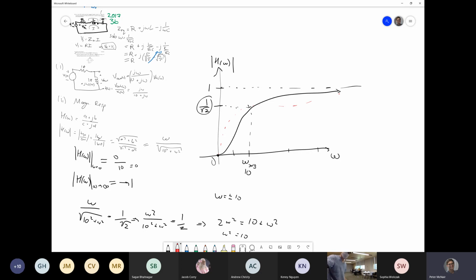It's just a common point, Nikki. So the question was, is there a particular reason we need to find just magnitude equals 1 on the square root of 2? That's just like our half power point. That's how we define bandwidth. So that would be why we'd use that. You could also just do 1.